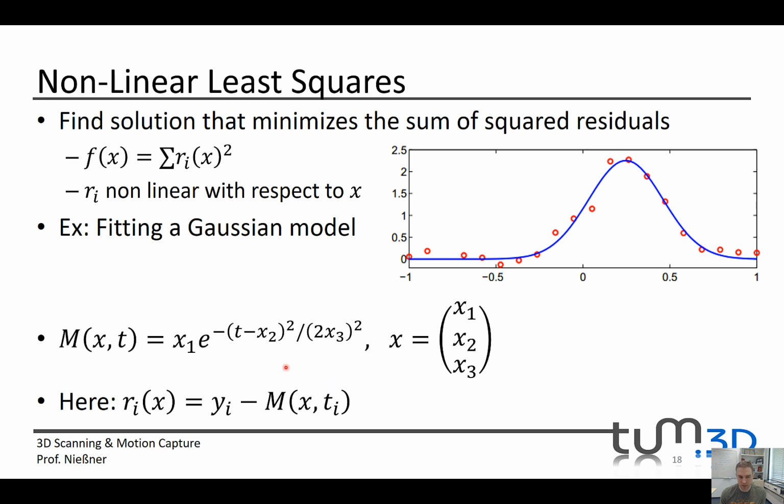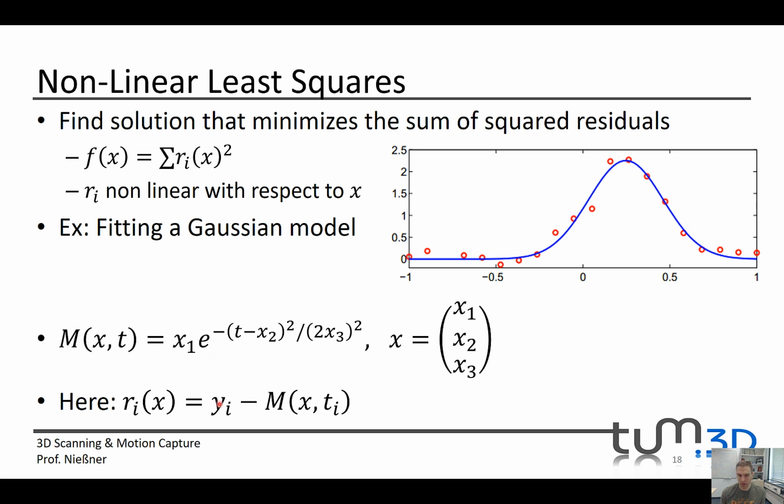So now the residuals here are going to be Ri with respect to x. This is like the query point that I have. So I'm going to say yi minus this function here of x and ti, right? So it's relatively straightforward. This is probably the simplest case of nonlinear least squares.